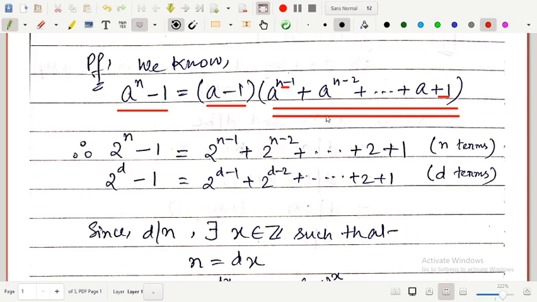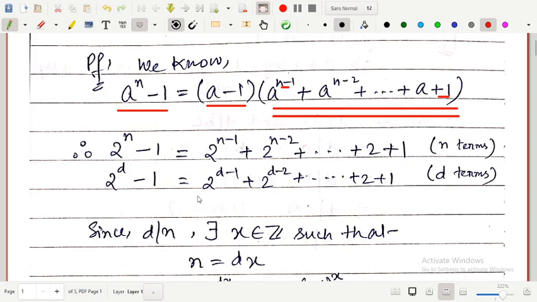Okay, so putting a equal to 2, what do we get? 2 to the power n minus 1 is equal to (2 minus 1), which is 1, so I have not written it, into (2 to the power n minus 1 plus 2 to the power n minus 2 plus ... plus 2 plus 1). We have put a equal to 2 in the above expression. Now there are clearly n terms, as I told above, because it starts with 2 to the power n minus 1 and ends with 2 to the power 0. So there are n terms.